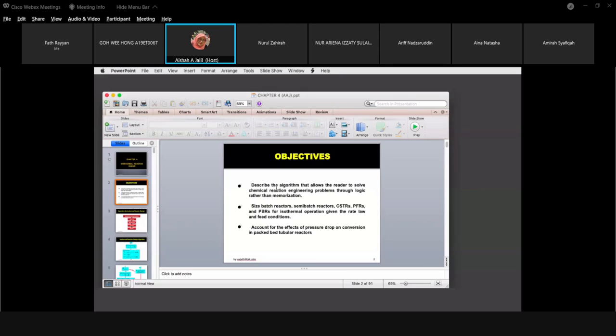If I can repeat the objective, what you study from chapter 4: you just study a summary from chapters 1 to 3 about the algorithm, how to solve the problems, whether you have to calculate for the V or for the T or for the X or whatever. So you just follow the algorithm from the mole balance equation, rate law, stoichiometry, and then you evaluate. Okay, and then you can size the reactor, depending on the reactor. This one, and then the pressure drop, when the pressure drop occurs.